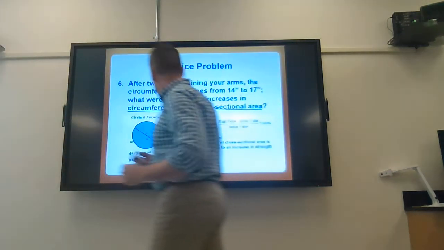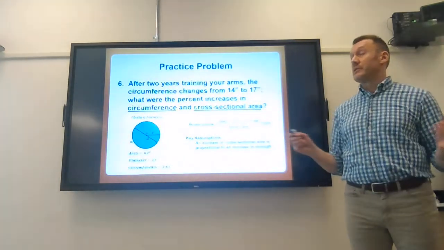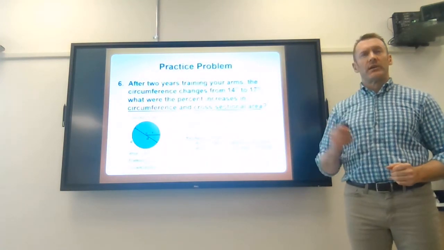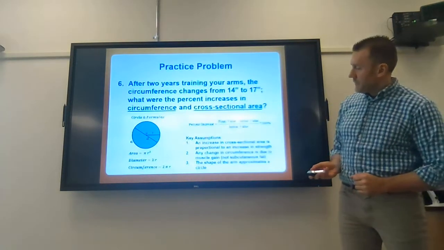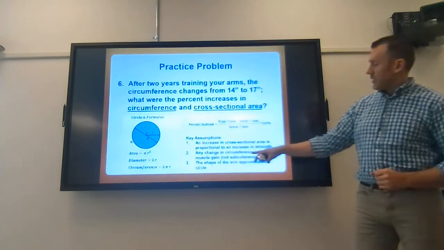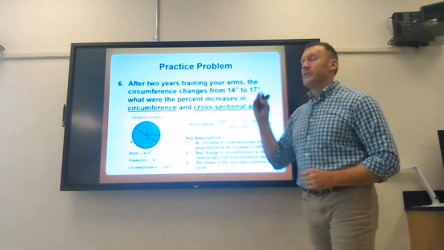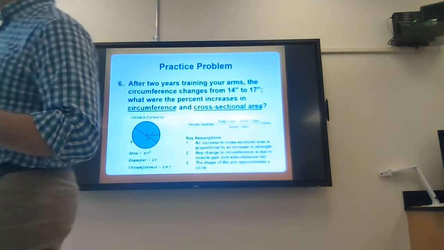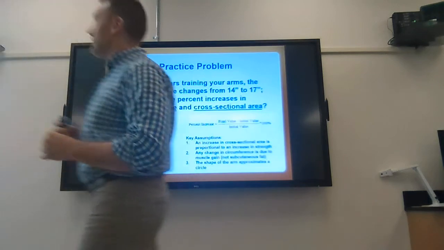So an increase in cross-sectional area is proportional to an increase in strength. So that's the first assumption. So a thicker cable is a stronger cable, just like a thicker muscle is a stronger muscle. Okay, second and third assumption. Any change in circumference is due to muscle gain, not subcutaneous fat. So we're assuming that in going from 14 to 17, it's due purely to an increase in muscle tissue rather than subcutaneous fat. What does that word subcutaneous mean? Yeah, under the skin. So we're talking about just the increase in muscle tissue.